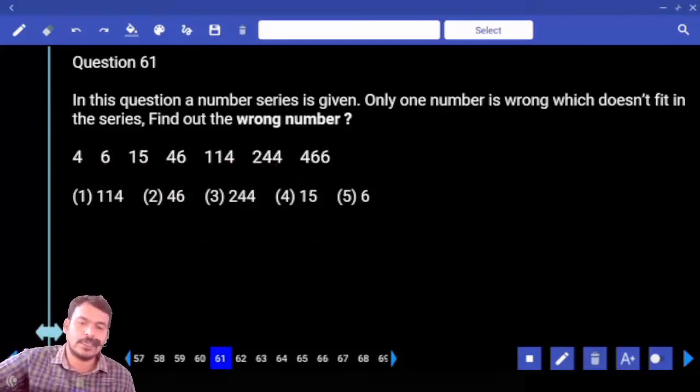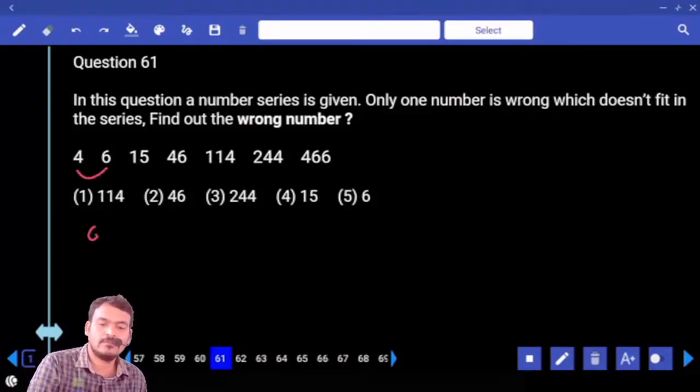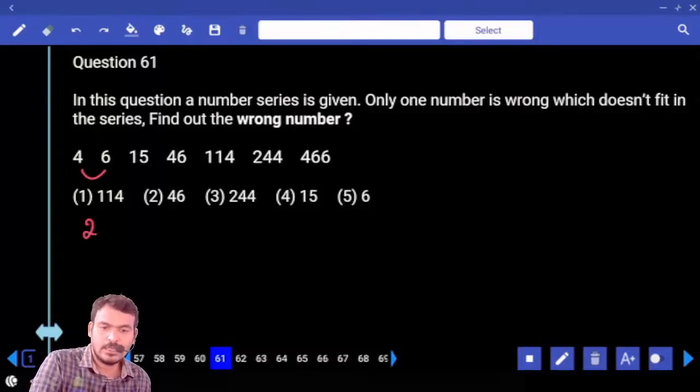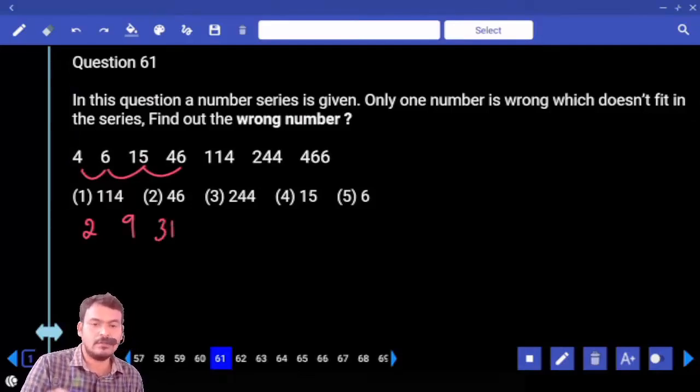61. 4, 6, 15, 46, 114, 244, 466. 4 and 6 difference: 2. 6 and 15: 9. 15 and 46: 31. 46 to 114: 68.